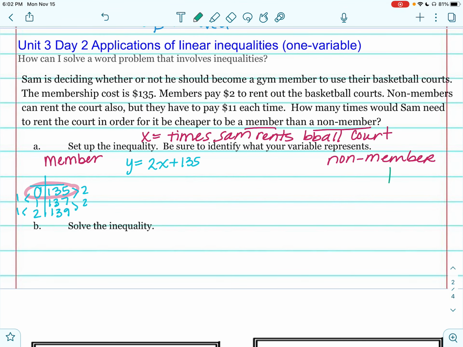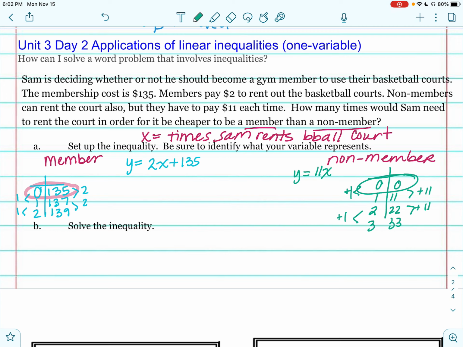Okay, if I am not a member, I have to pay every time, right? So I rent one time, or sorry, I should start at 0. If I rent 0 times, I don't pay anything because I'm not a member. If I rent one time, I pay $11. 2 times, I pay another $11. 3 times, I pay another $11. So it looks like my slope for this one is plus 1 and plus 11, and my y-intercept is 0. So if I'm not a member, my equation is just this, 11x.